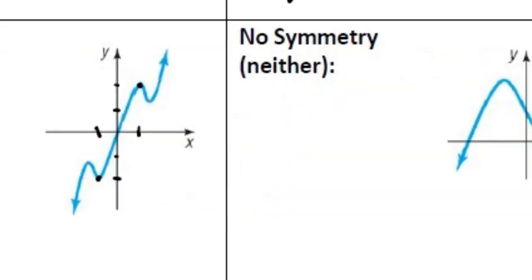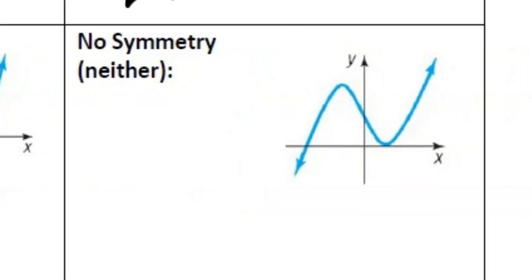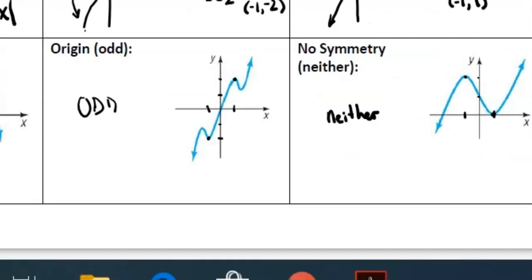And then with no symmetry one way or the other, if I look at this point, let's call it -1, and it goes up, we'll say 2. But if I go over here to positive 1, it's right here at the 0. And so f of 1 is 0 and f of negative 1 is 2. So there's no symmetry here, so this would be neither. Let's look at some other examples.